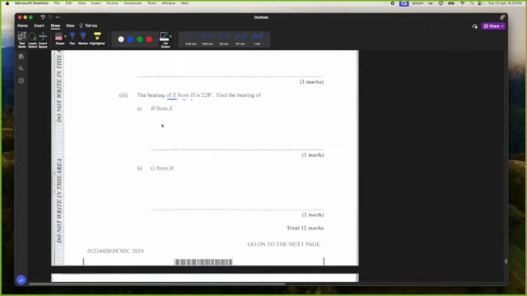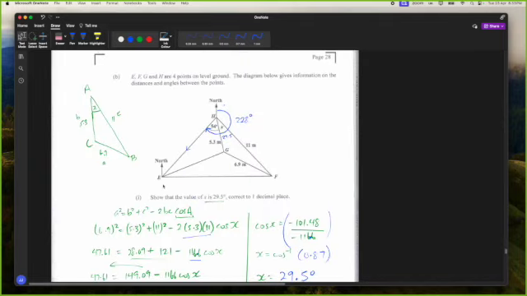Find the bearing of H from E. H from E is this angle here. So if you're going back in this direction from E to H, the bearing is always measured from north. So in this direction, this is a clockwise direction from north. So it's this angle we're looking for here. If this is 228, then this will be 360 minus 228, which is 132. So this is 132 degrees.